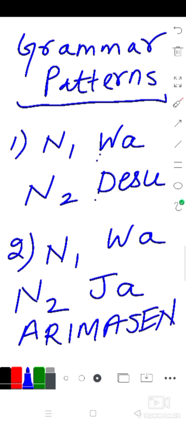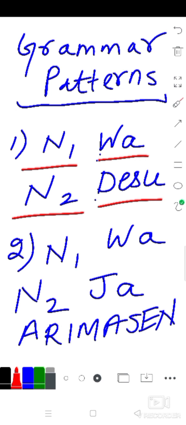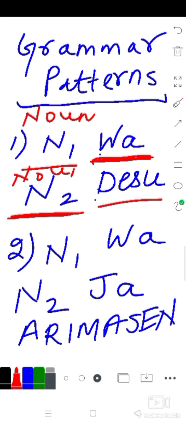So the first topic is N1 wa N2 desu. The first question which will come to your mind is what is N1? N means noun. Now the second question is what is wa? For wa I will explain later. Now you can decide what N2 will be. N2 again will be a noun. So in this pattern we are going to use two nouns: first noun 1 and second noun 2.